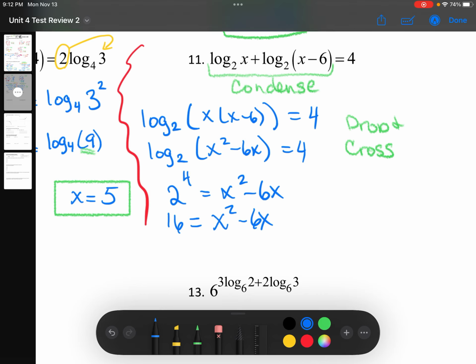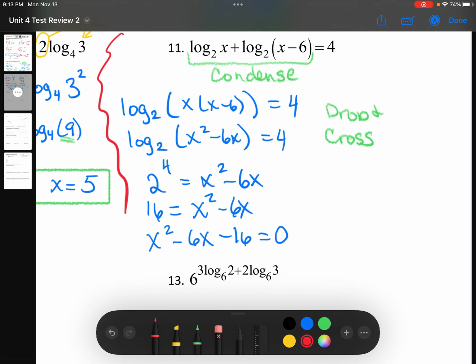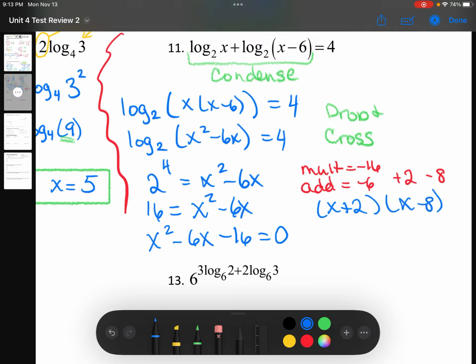This is quadratic, so to solve this, we want one side equal to 0. So x squared minus 6x minus 16 is equal to 0. To solve that, we want to look for magic numbers. They'll need to multiply to be negative 16 and add up to be negative 6. It's going to be a positive 2 and negative 8. So this factors as x plus 2 times x minus 8 equal to 0. So x would equal negative 2, or x would equal positive 8.